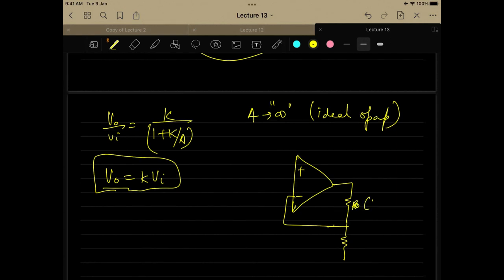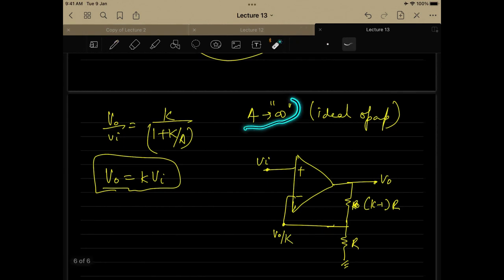this is, let us say, K minus 1 times R, this is R here, this is VO, this is VI. So this is basically VO by K, which you all agreed. And then we said that if an op amp is ideal, having an infinite value, then VI is equal to VO by K. So that means this is also equal to VI. All of you will agree? Yes, sir. Will it be or not? Right?